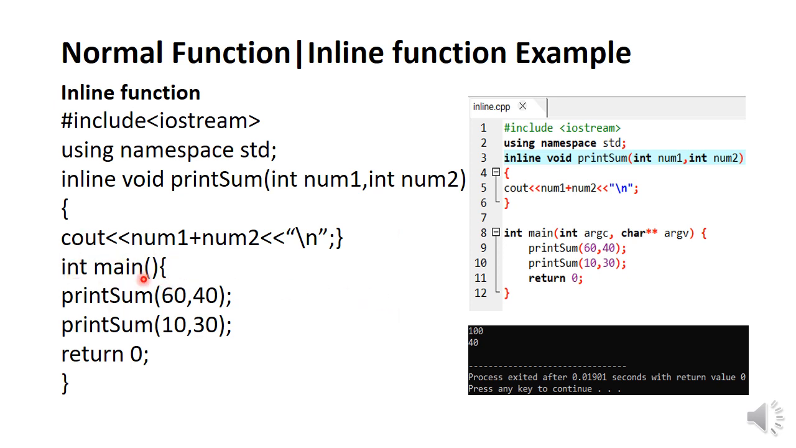So in the calling function, which is the main function, we have two calling statements. During compilation, once the C++ compiler encounters this inline function call statement, there is no transfer of flow control to the function definition, but it immediately copies all the code of the function definition in place of the function call statement, and compiles the entire program.